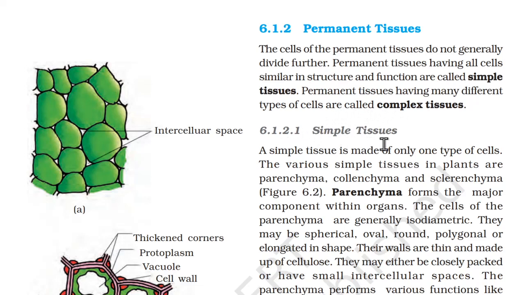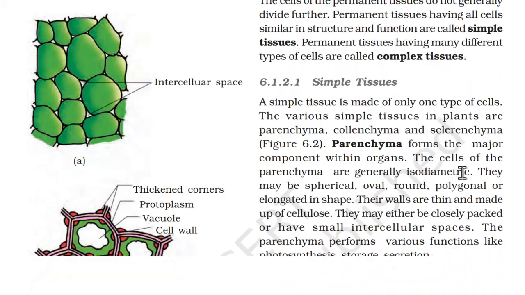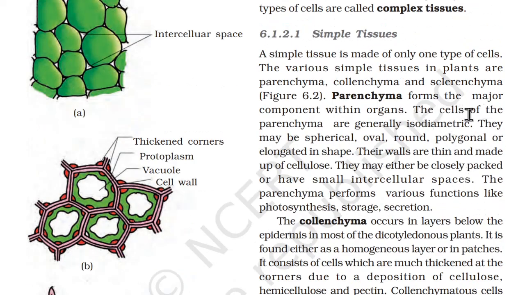6.1.2.1 Simple tissues. A simple tissue is made up of only one type of cell. The various simple tissues in plants are parenchyma, collenchyma and sclerenchyma. Parenchyma forms the major component within an organ. The cells of the parenchyma are generally isodiametric. They may be spherical, oval, round, polygonal or elongated in shape. Their walls are thin and made up of cellulose. They may either be closely packed or have small intercellular spaces. The parenchyma performs various functions like photosynthesis, storage and secretion.